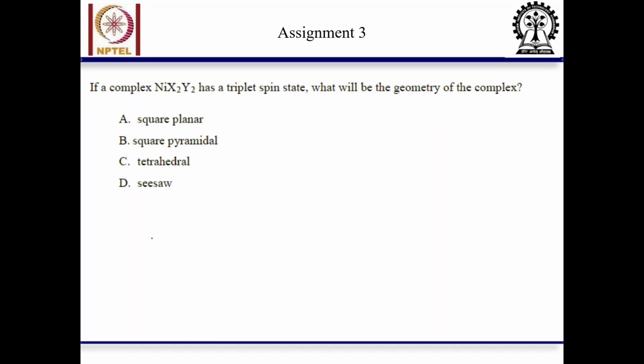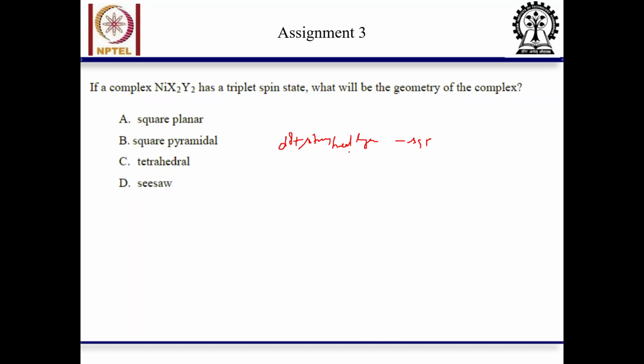NiX2Y2. If you have Ni(CN)4, that is a strong field, d8 configuration, then it will be a low spin complex, right? So d8 plus strong field ligand will give the square planar.